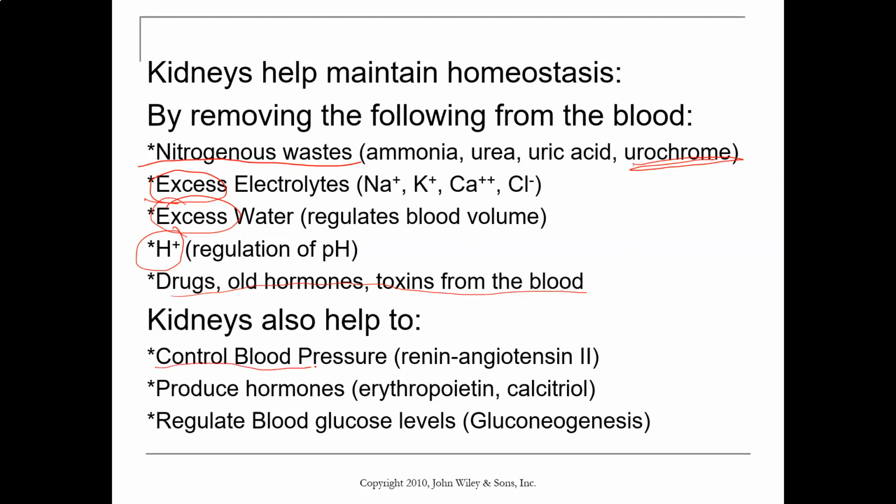Your kidneys have a big role in controlling blood pressure. So we'll talk about the renin-angiotensin II system briefly. It does produce some hormones. We're probably not going to come back to this, so let me mention it now. Erythropoietin, you might recall we studied with the endocrine system. It is made in the kidney. It targets the bone marrow, where it increases the production of erythrocytes, red blood cells.